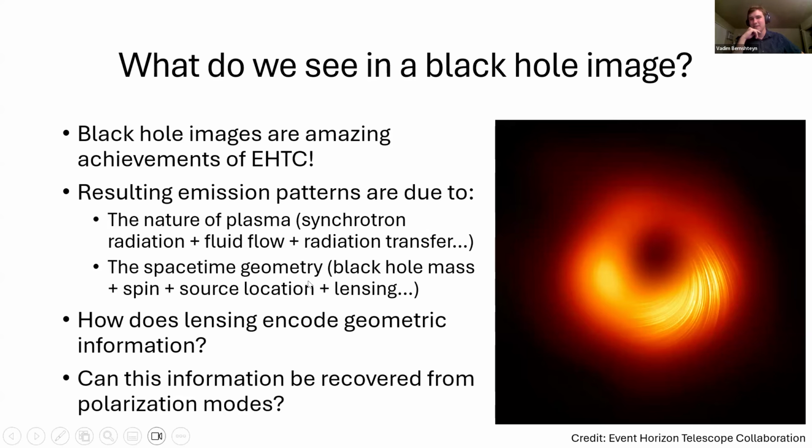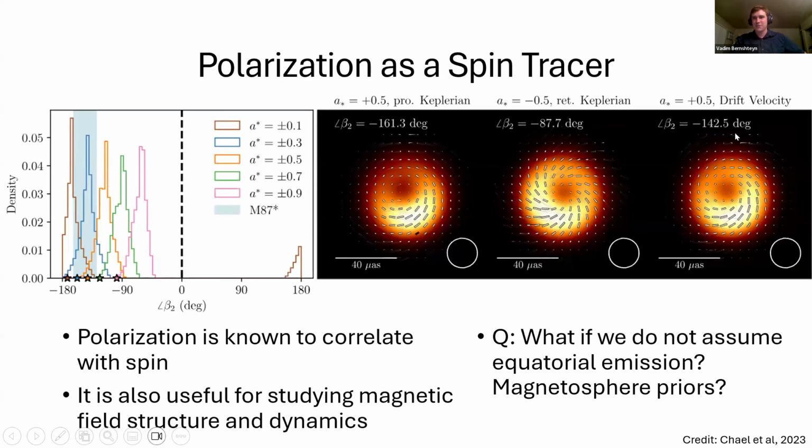And specifically, first, we're interested in: do lensing effects encode all of the geometry of the situation? And if we look into the polarization of the image, can we, by studying lensing, recover the geometric information? So that's kind of the big question of the project. And we do so by looking at polarization and polarization modes.